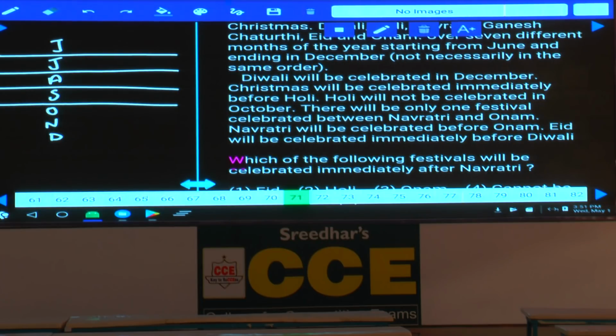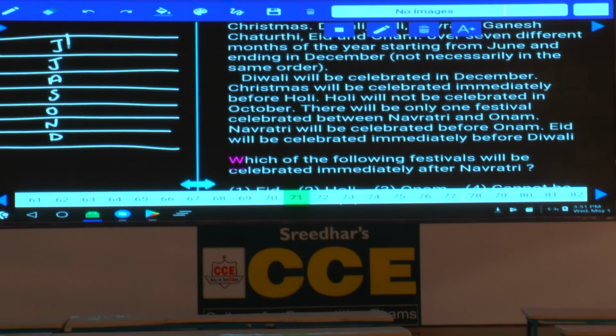Then, we need to identify which festival is celebrated in which month. Coming to the first condition: Diwali will be celebrated in December. And Christmas will be celebrated immediately before Holi, so Holi and Christmas must be like this. And Holi will not be celebrated in October. Holi in October is completely ruled out. Holi cannot be in the month of October. And Christmas is immediately before Holi.